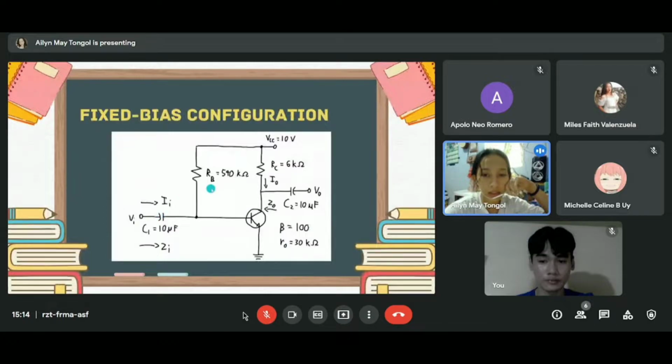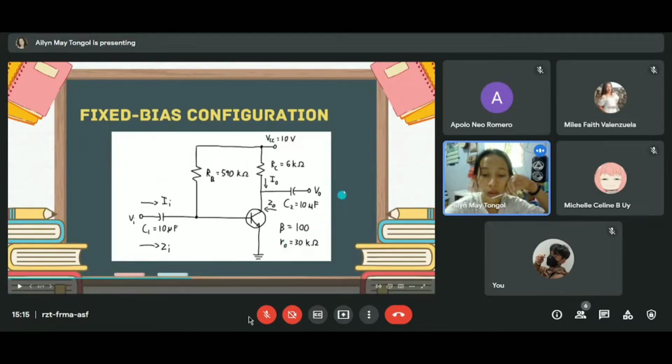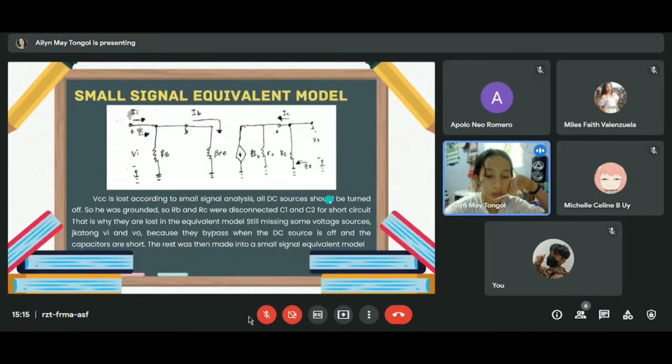So here's our circuit. VCC is equal to 10 volts. The RB is equal to 540 kilo ohms. The RC is 6 kilo ohms. The capacitor 1 is equal to 10 microfarad, and the capacitor 2 is equal to 10 microfarad also. The beta is equal to 100 and the output resistor is equal to 30 kilo ohms. So now we're going to proceed to the small signal equivalent model to be discussed by Michelle Oy.